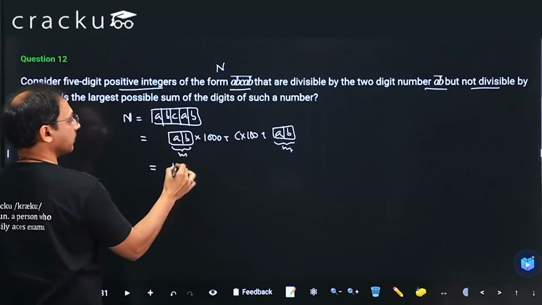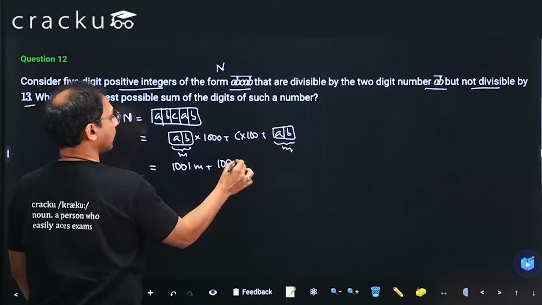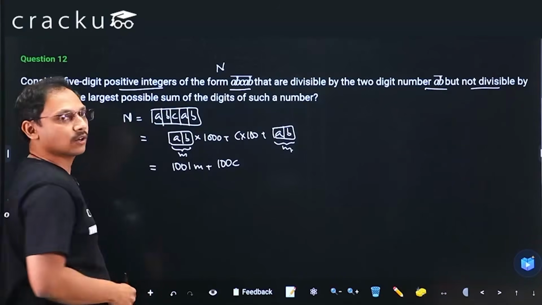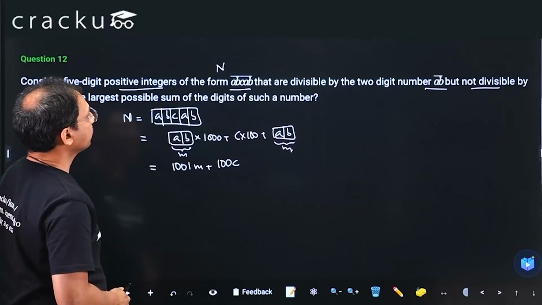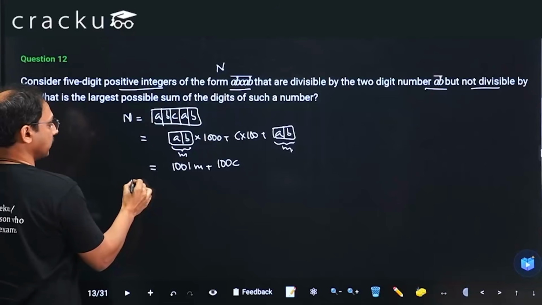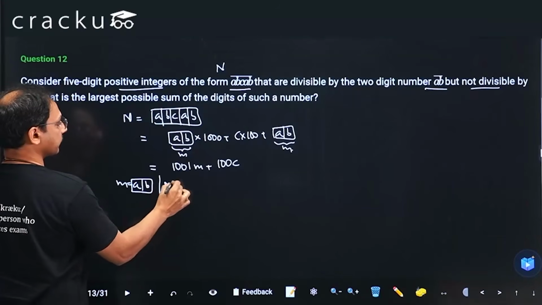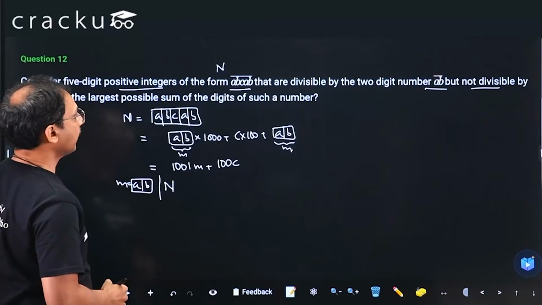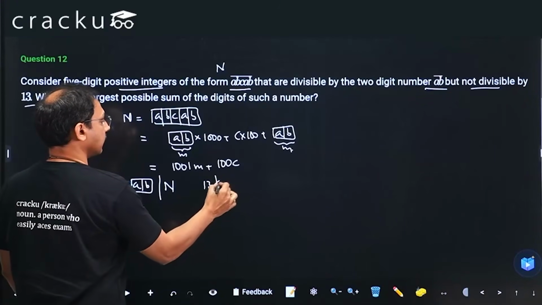M plus 1000 M is 1001 M plus 100 C. So this is the value of N. Now this is divisible by the 2-digit number AB, which we were calling M. This divides N, and N is not divisible by 13.